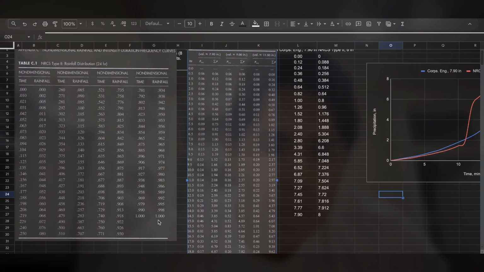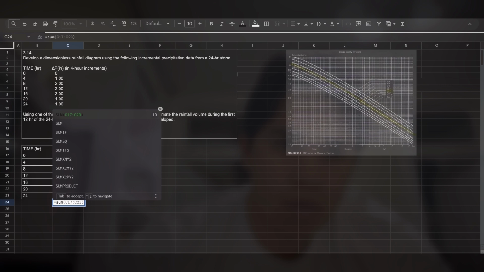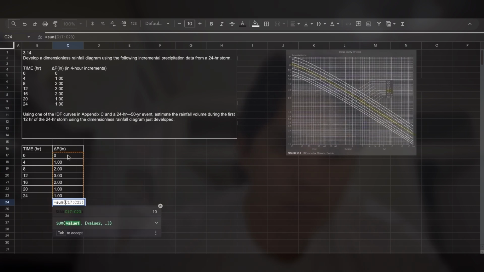This is dimensionless, because then we just need to multiply. It works for any precipitation volume, because you just need to multiply whatever inches of rainfall. If you got 2.67 inches of rainfall at the end, you multiply 2.67 by each value of precipitation, right? So let's start here. We need to find the sum of all these values, which will be the total precipitation, right?